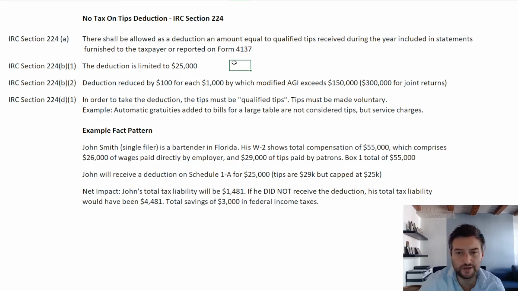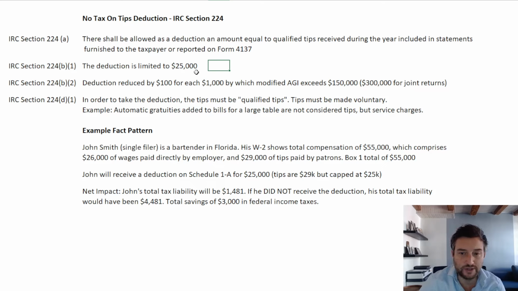Now, as far as limitations, there's really two issues here. So the first one is a dollar limitation on the amount of the deduction, and that's going to be limited to $25K. So if you are a waiter or bartender and you receive tip income and your tips are, let's say, $35,000 for the year, you can't deduct all $35,000. It's going to be capped at $25K. So you still have to report all of it as income, pay tax on it, but the amount of your deduction is going to be limited to $25,000.